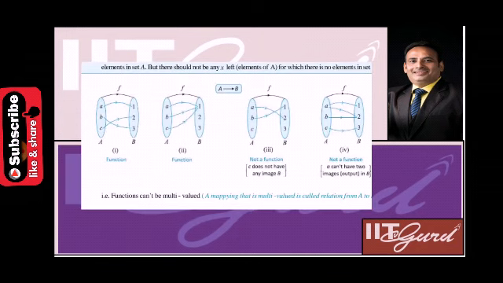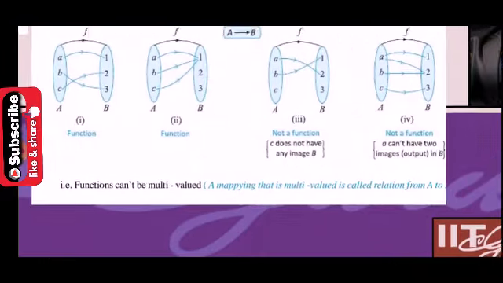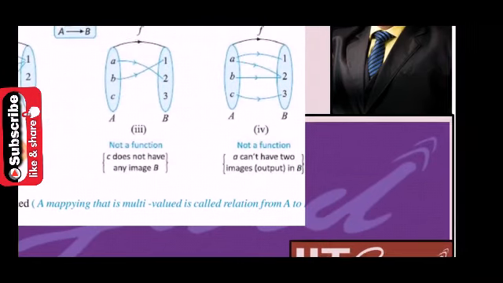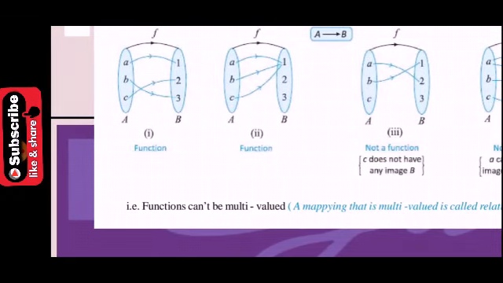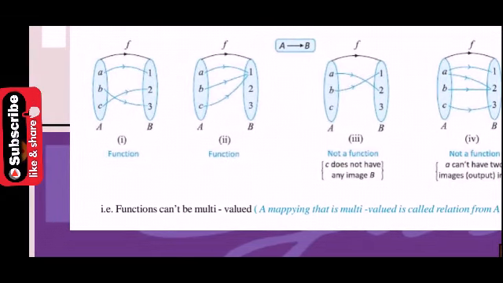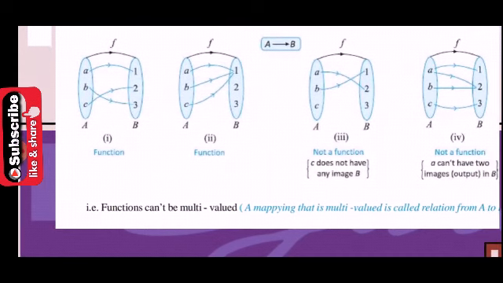Let's check the pictorial diagram. Here we have drawn four relations between A and B, four different mappings, in which the first two of them are functions and the next two are not functions. Why? Because the first and second follow the definition of the function. Every element should have a unique image, and in the first and second you find the image of A is 1 in both of them.